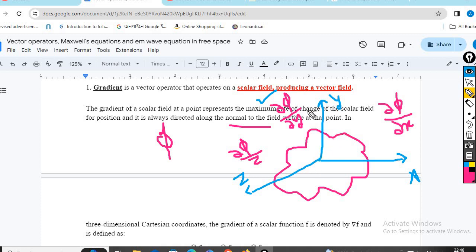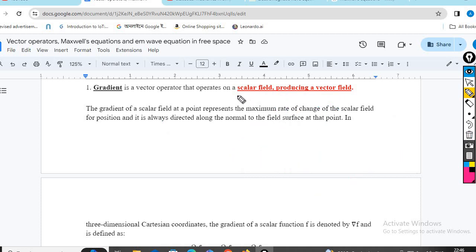Now the first and foremost thing we have mentioned about gradient is that it will be operated over a scalar field and this will give you a vector. So if you initially have a scalar quantity phi, now you are differentiating it with respect to position.